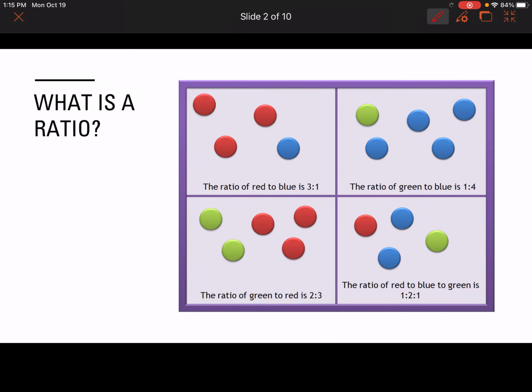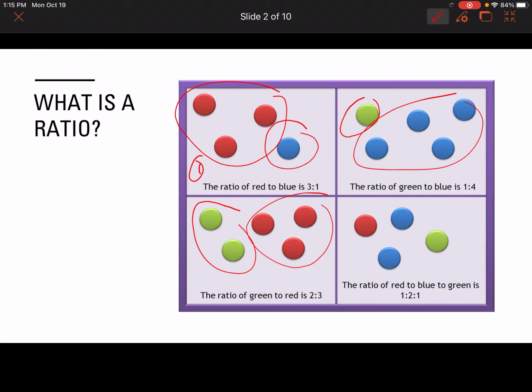So for example, just this first one here, we've got 3 red dots to 1 blue dot. So the ratio is 3 to 1. Here we have 1 to 4 as a ratio. This one 2 to 3. And this one we've got 3 different things, so that's going to be 1 to 2 to 1. Okay, so we can describe how these are compared to each other by using a ratio.